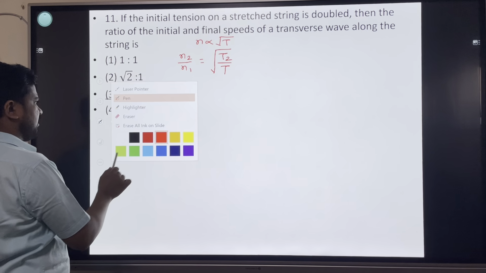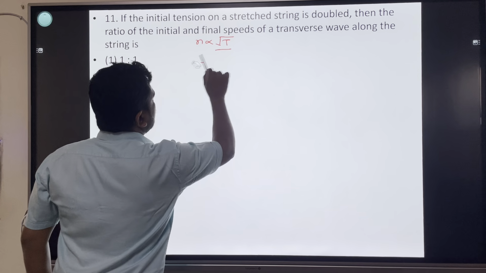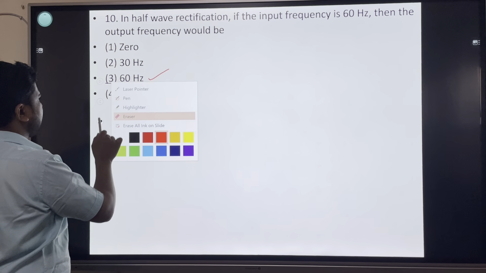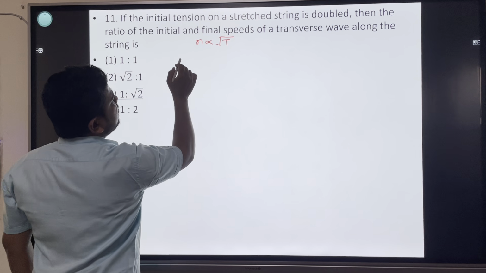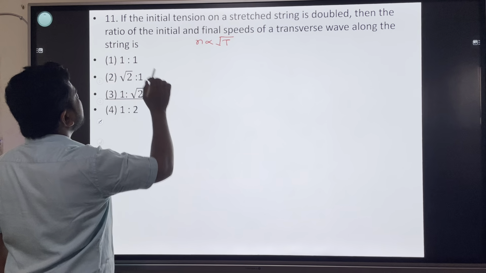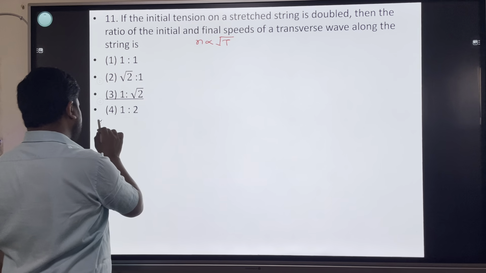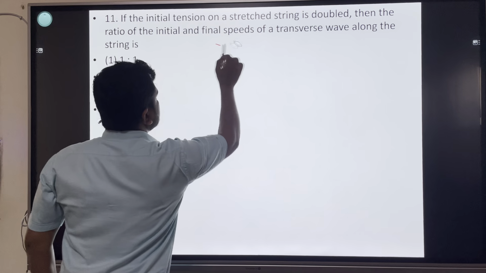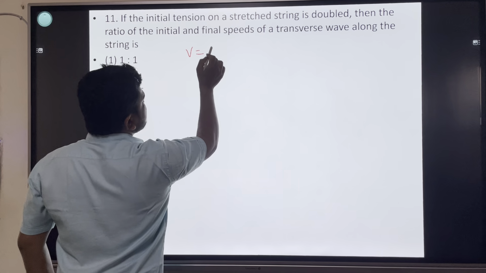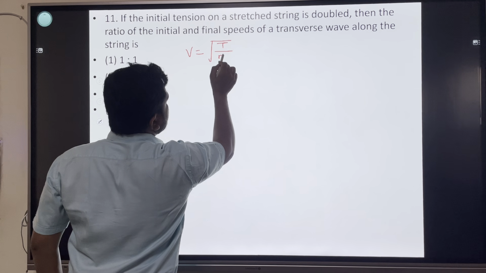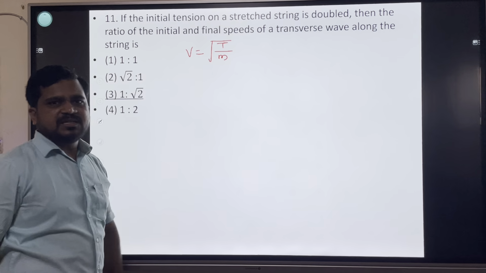ये नहीं बताया हमें. We have to solve. Initial tension and final tension, final speeds of transverse wave, then the ratio of the initial and final speeds. स्पीड का क्वेश्चन है. Speed in the transverse wave is equals to square root of t divided by m. T is tension in the string, m is mass per unit length. Velocity or speed is directly proportional to square root of tension.